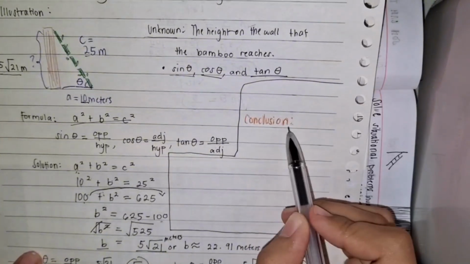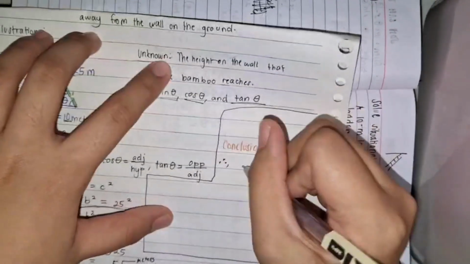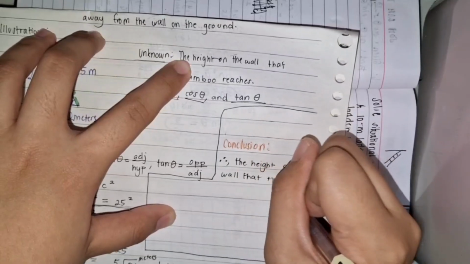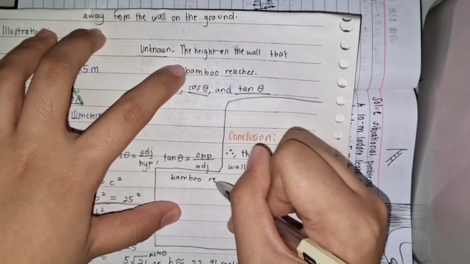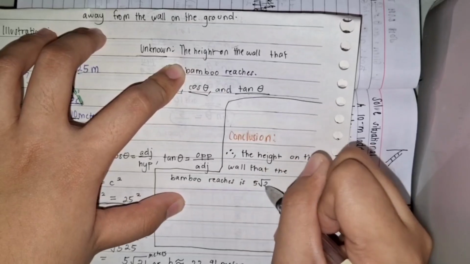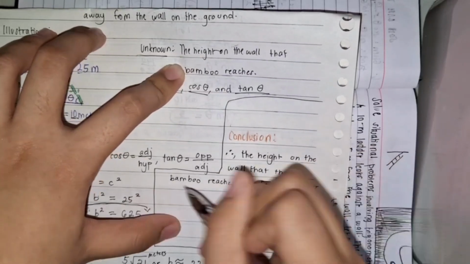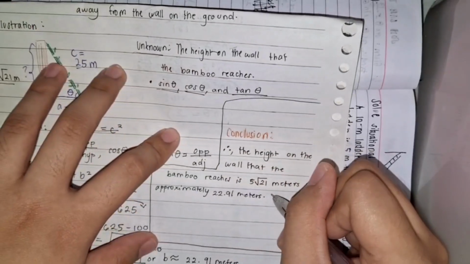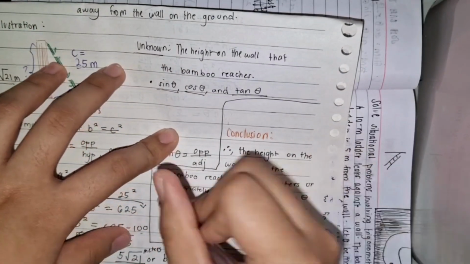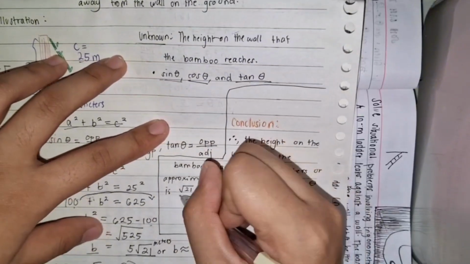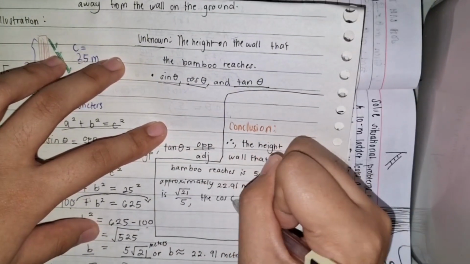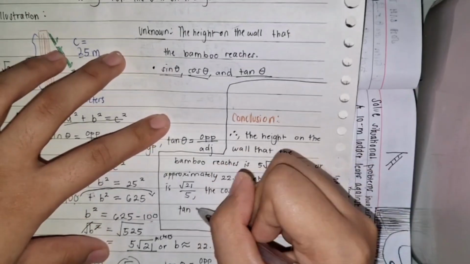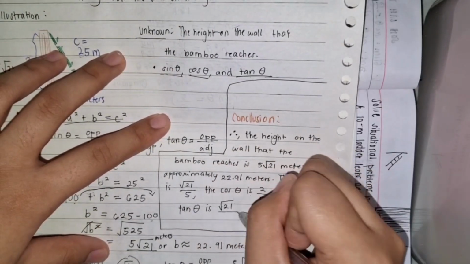Now, in conclusion, therefore, the height on the wall that the bamboo reaches is 5 square root of 21 meters, or in decimals, approximately 22.91 meters. The sine theta is square root of 21 over 5. The cos theta is 2 over 5. And tan theta is square root of 21 over 2.